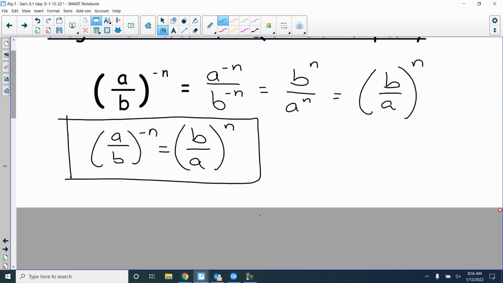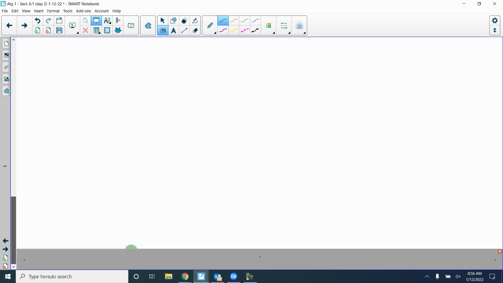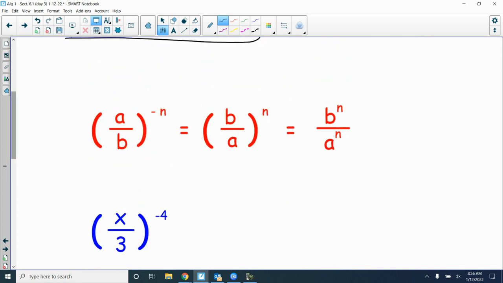Now, this is the reason why. I want to at least justify it. Jeff asked me why, and I explained it to him. Okay, so we've got that. Now, what's there to the right? Sometimes we still need to write that out. So we've got a over b to the negative n equals b over a to the n power, which now becomes b to the n over a to the n.